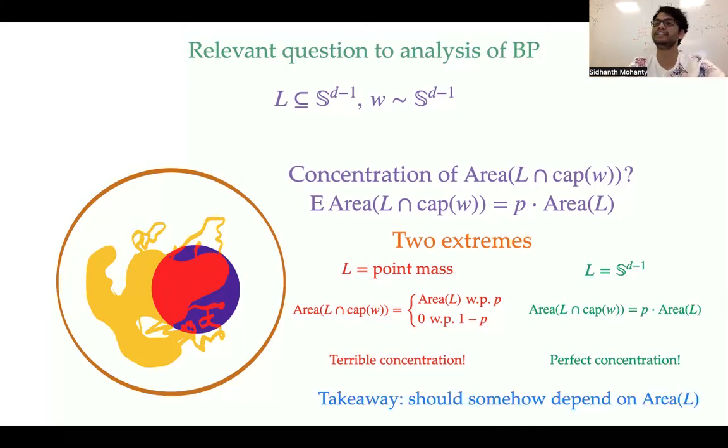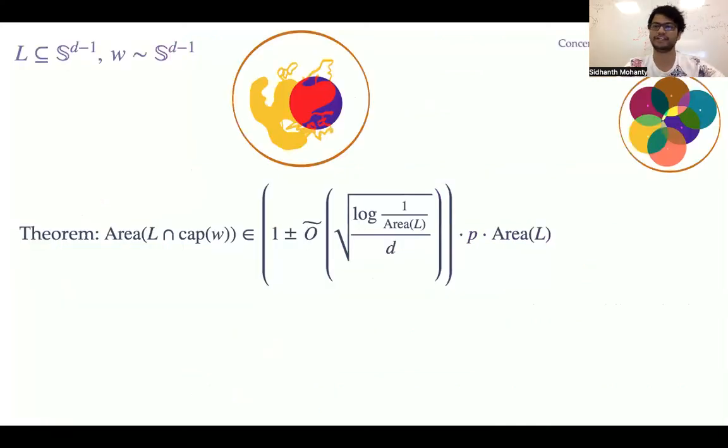So the takeaway from looking at these two extremes is that whatever theorem we prove needs to depend on the area of L. And this motivates the next statement. The theorem is that the area of L intersect cap W is within a 1 plus or minus small fluctuation times p times area of L with high probability, where the order of magnitude of this fluctuation is square root of log of 1 over area of L, divided by d. So you see how when you increase the area of L, it gets better, and when you decrease it, it gets worse. And when you increase the dimension d, it gets better. When you decrease the dimension, it gets worse. So this concentration is a somewhat high dimensional phenomenon.